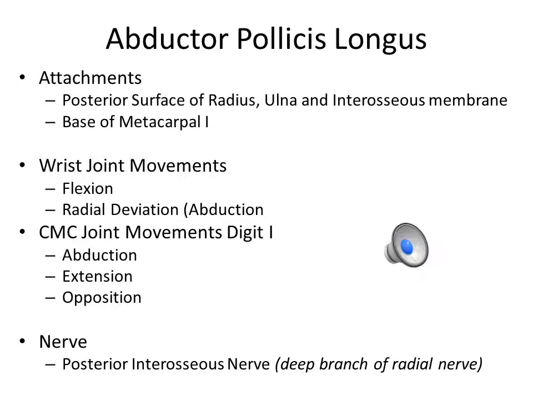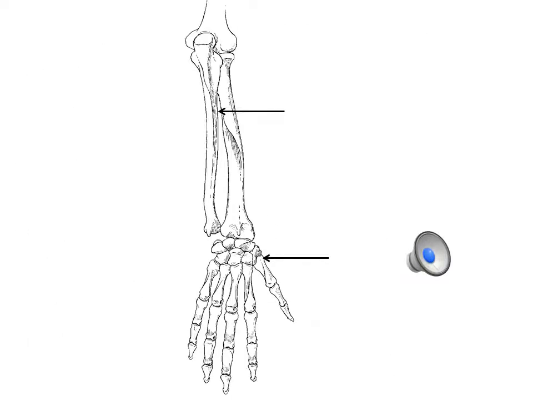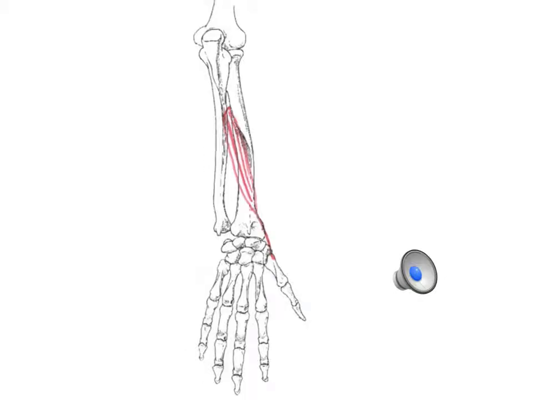Abductor pollicis longus performs wrist joint flexion and radial deviation, as well as abduction, extension, and opposition at the carpometacarpal joint of digit 1. Its innervation is the posterior interosseous nerve, which is a deep branch of the radial nerve. Go ahead and pause the lecture to draw in the muscle attachments as well as the muscle belly. How does your drawing compare?